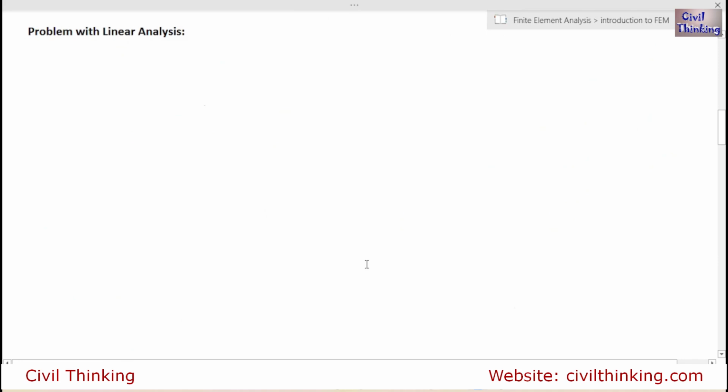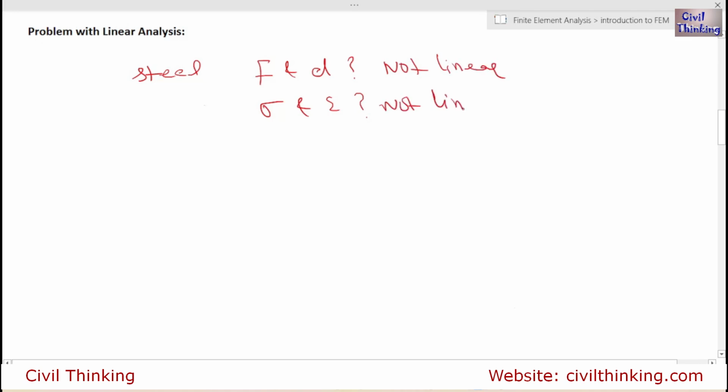Problem with linear analysis. Now what is wrong with linear analysis? When you come to a real product, for example steel or any kind of material, what is the relation of force and displacement? What is the relation between stress and strain? Unfortunately, it is not linear.